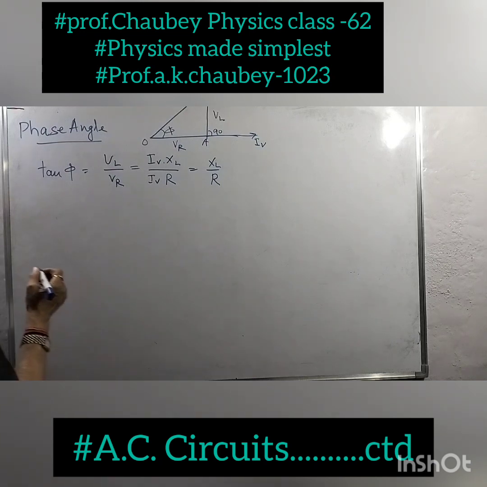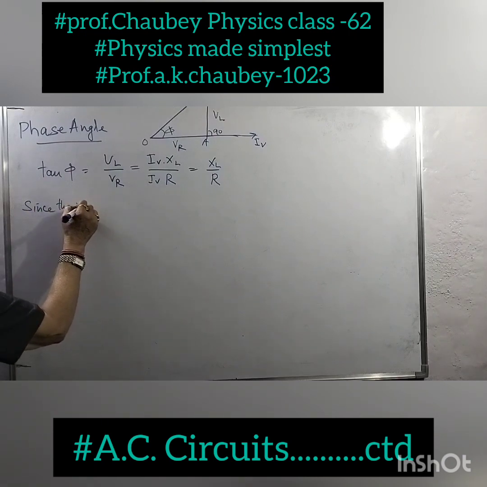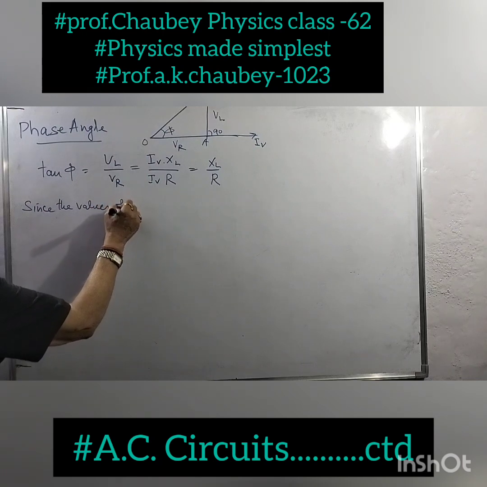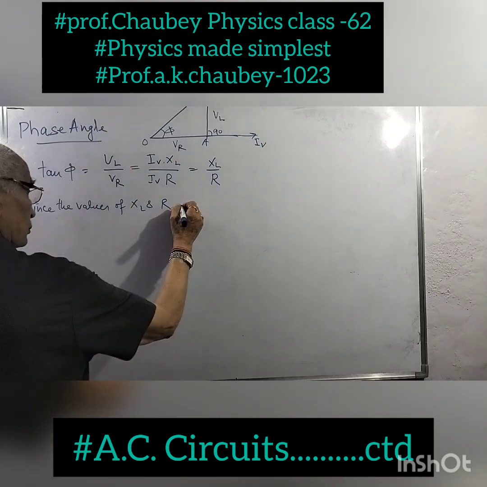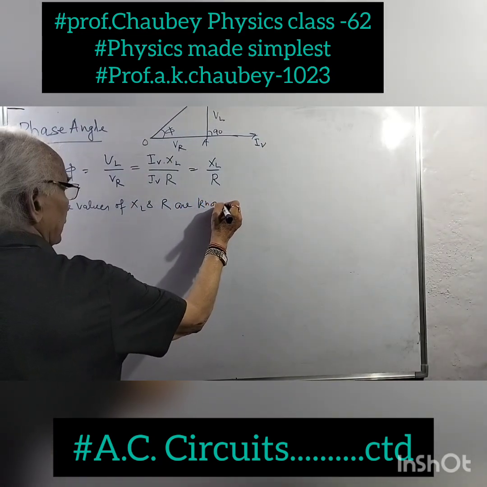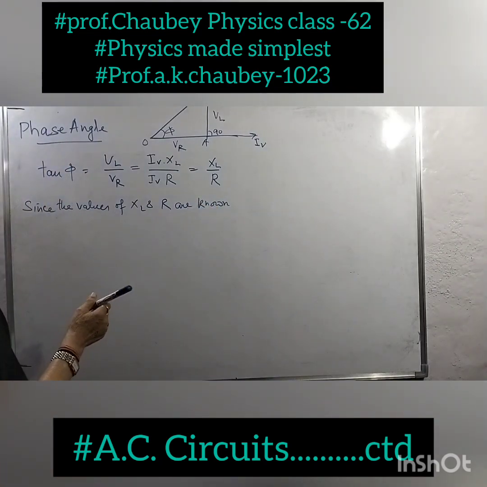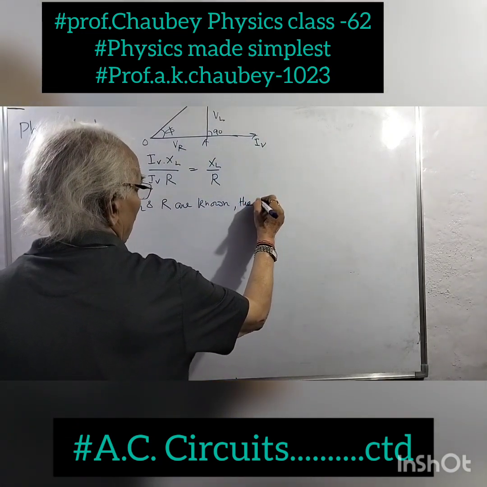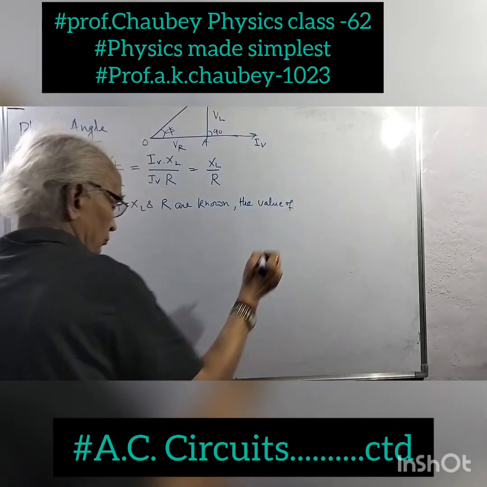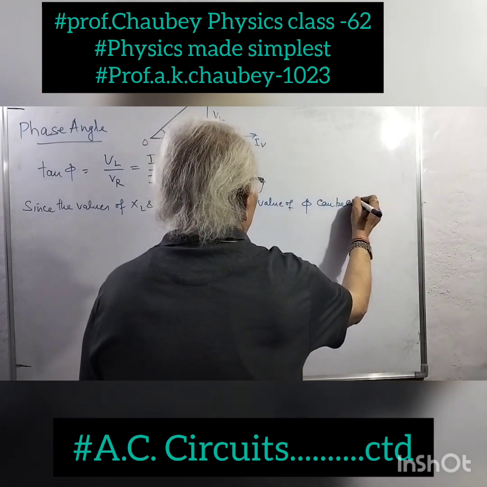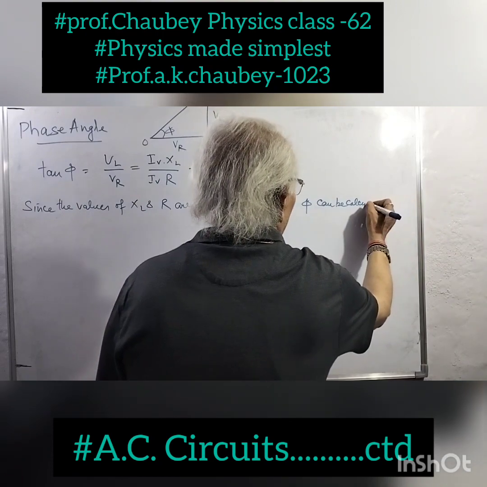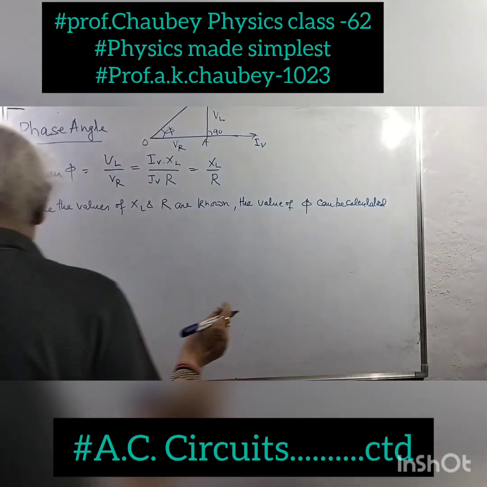So what can we write? Since the values of XL and R are known, because they are circuit elements, the value of phi can be calculated, of course. So phi can be calculated.